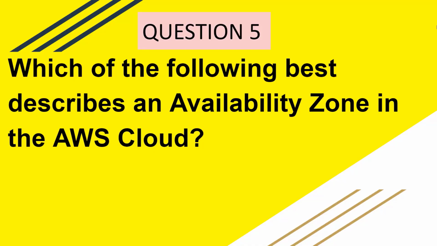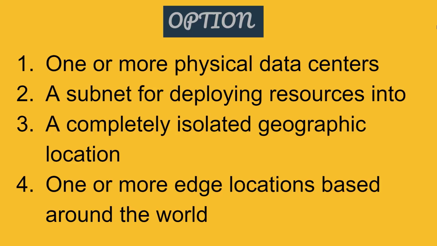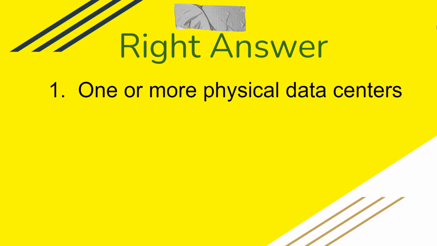Question 5. Which of the following best describes an availability zone in the AWS cloud? Option 1. One or more physical data centers. 2. A subnet for deploying resources into. 3. A completely isolated geographic location. 4. One or more edge locations based around the world. Right answer. 1. One or more physical data centers.